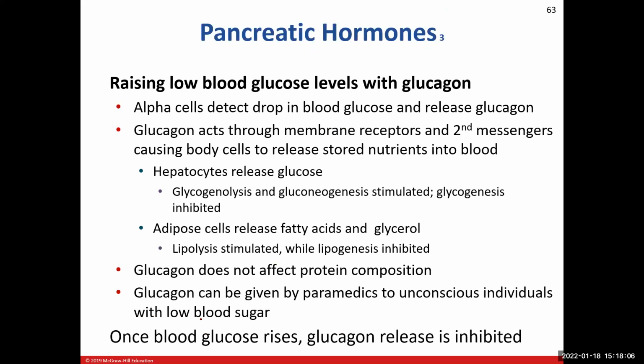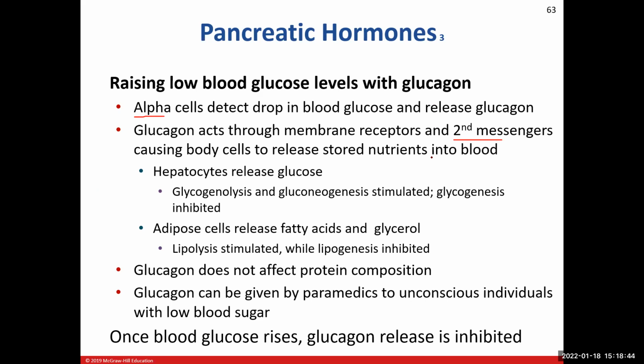So when your blood sugar levels start to decrease, you have hormones that help to increase those blood glucose levels. Glucagon is one of those hormones. The alpha cells in the pancreas are going to detect when your blood glucose levels drop, and when that happens, they release glucagon. Glucagon also utilizes secondary messengers, and it is then going to tell certain tissues to release their nutrients.